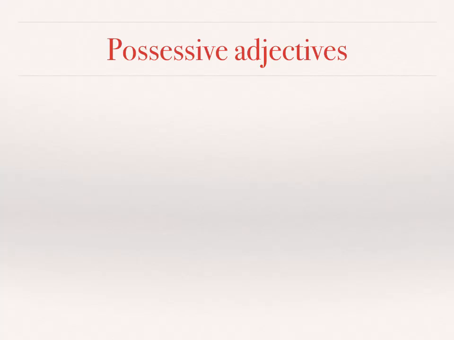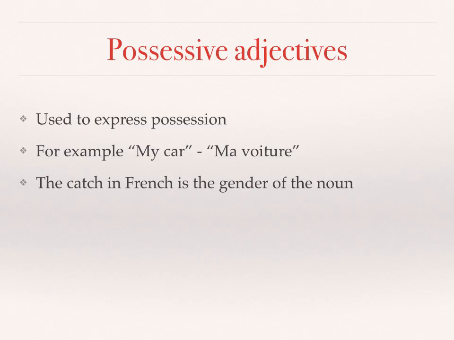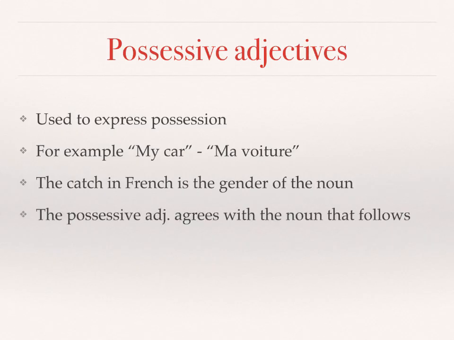The possessive adjectives, we use them to express the possession of something. For example, my car, ma voiture. Now, in French, there's a little catch, of course, that we've got masculine and feminine. We've got genders, and in French, and that's different to English, the possessive adjective agrees with the noun that follows. So, here's an example.